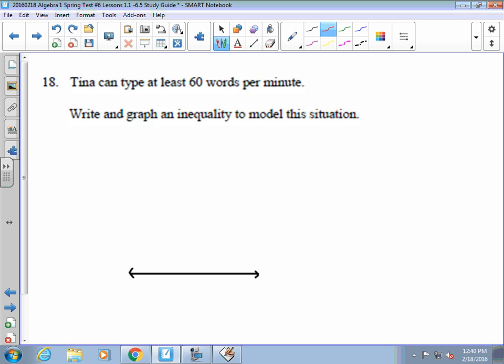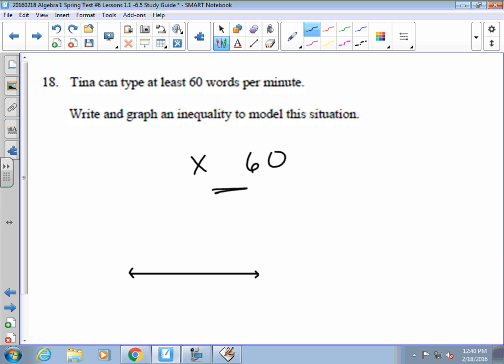18 says Tina can type at least 60 words per minute. So Tina, we'll call her X, how much she types, and 60 will go there. So we just need to put something in between X and 60, at least 60 words per minute. Does that mean she can type 60 or 59 or numbers that are less than 60? Or is the amount that she types going to be 60 and 61 or numbers that are bigger than 60? That's what you have to ask yourself.